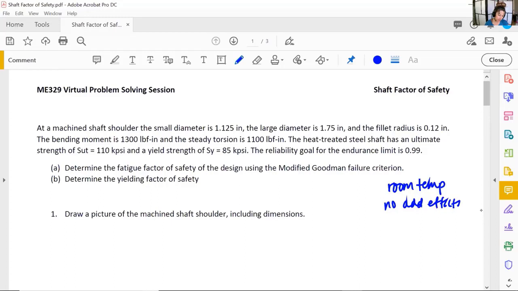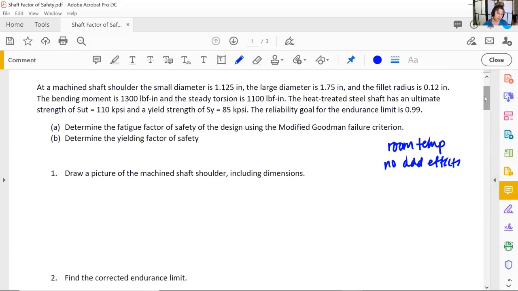So determine the fatigue factor of safety of the design using the modified Goodman failure criterion, and then also determine the yielding factor of safety. We want to determine the yielding factor of safety because if it is less than 1, it's an indication that the part's going to fail on that first cycle of loading, and hence fatigue isn't even an issue.